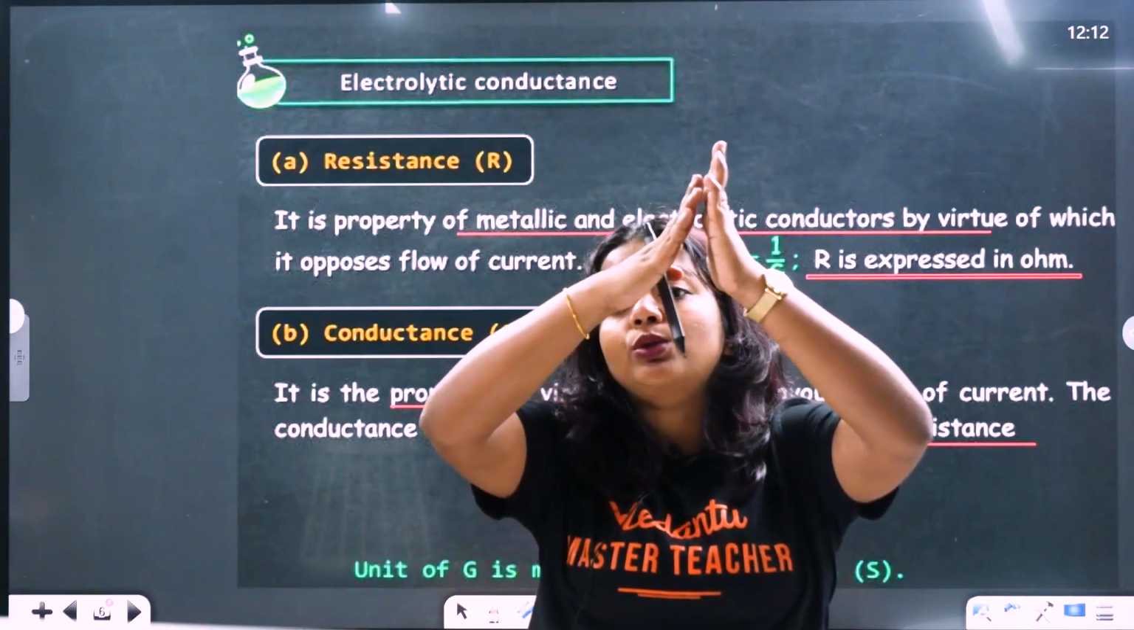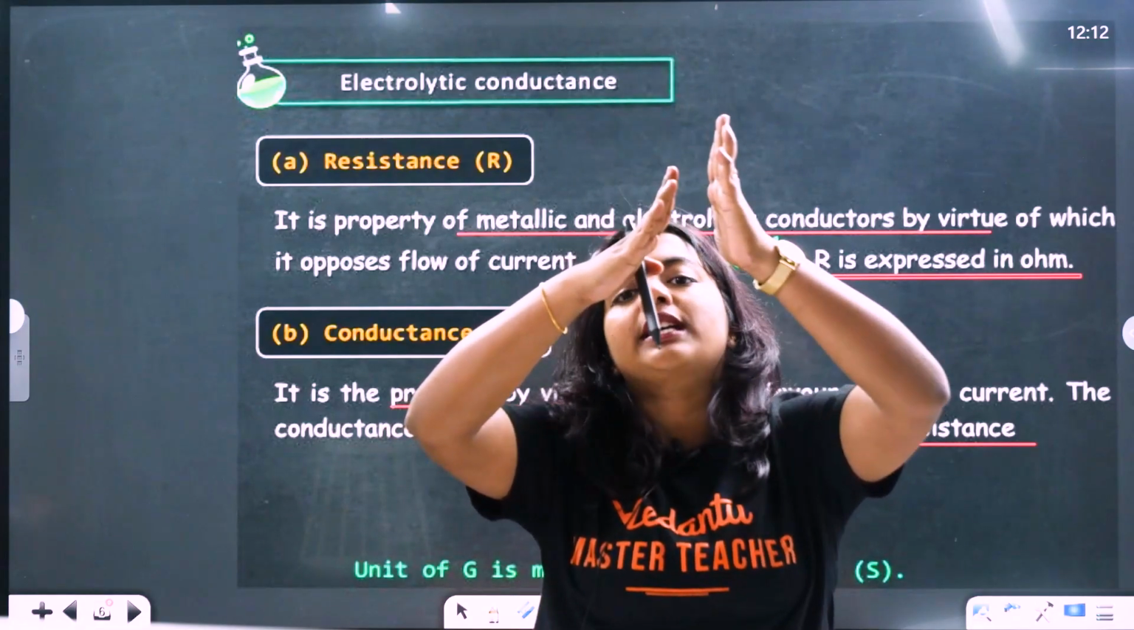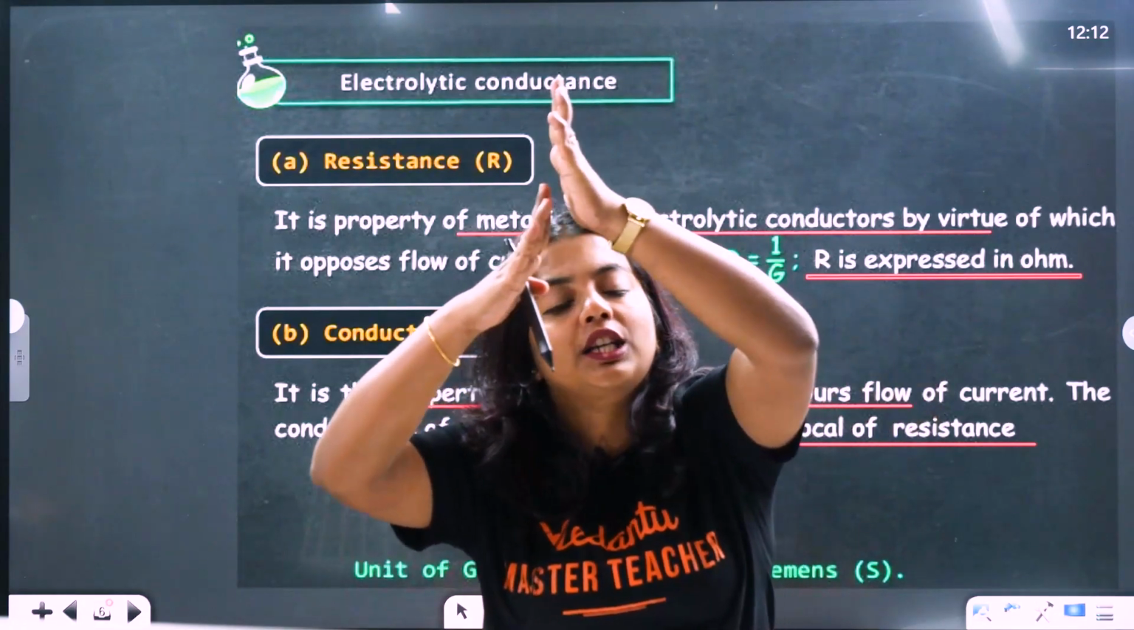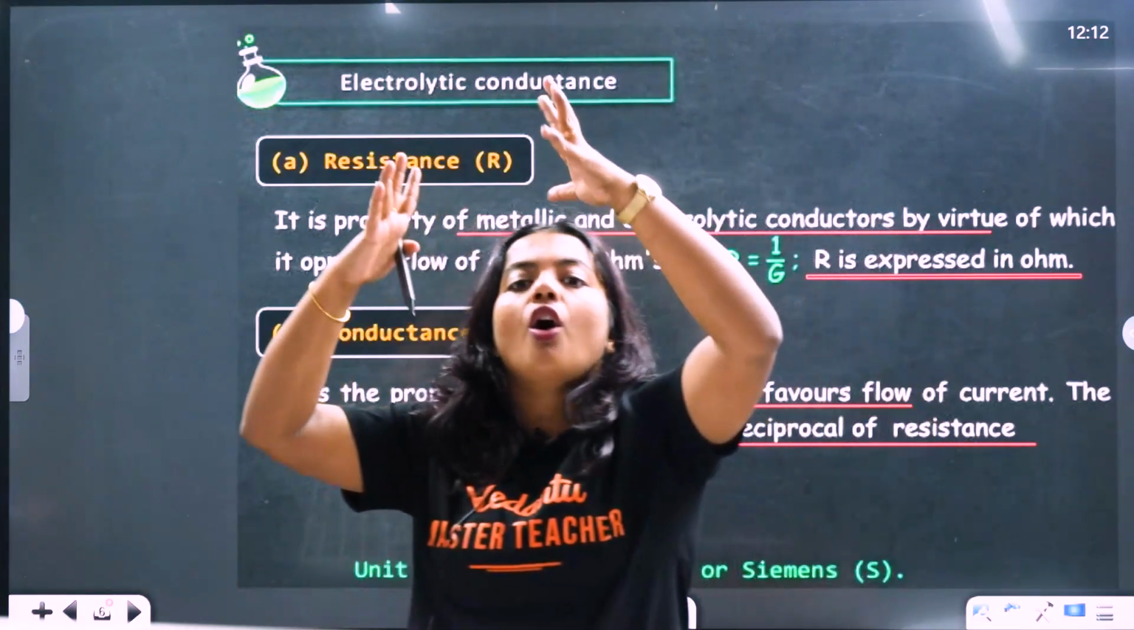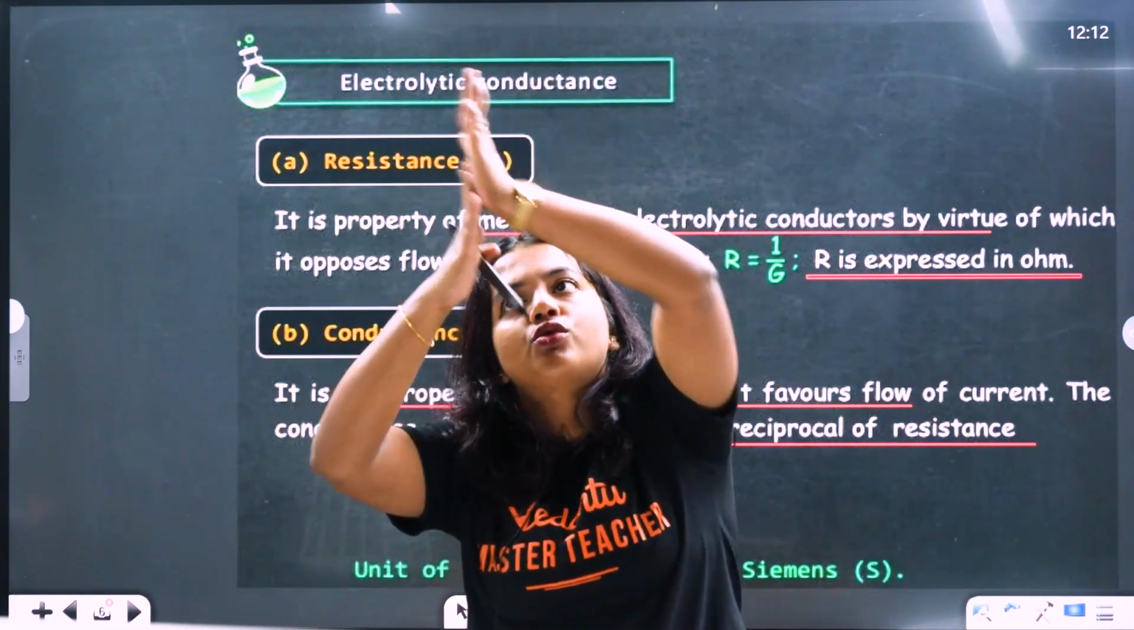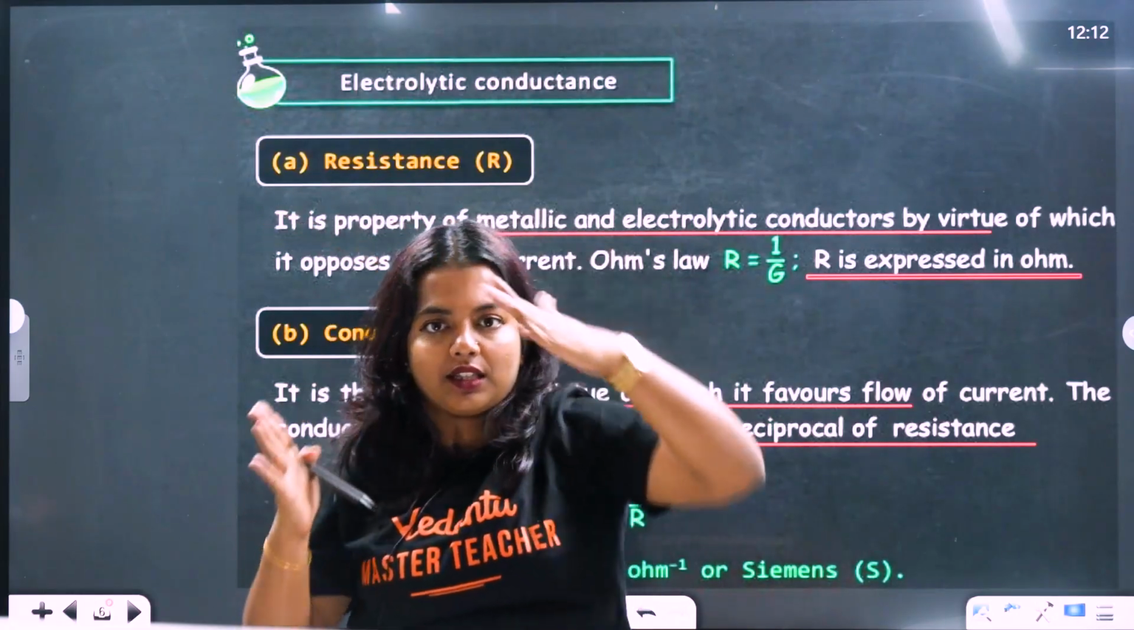So I have to give that equal resistance, or I can say that I have to give equal charge or equal force or equal electricity to beat that particular resistance.